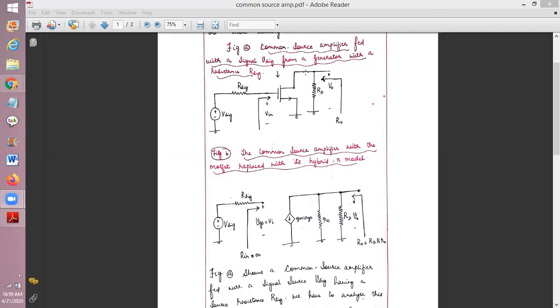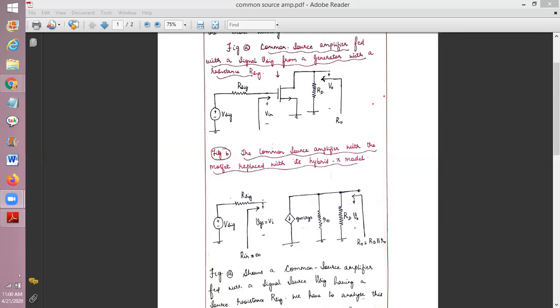So what happens here? How to draw the AC equivalent circuit? Basically it is a common source amplifier. So which terminal is grounded? The source is grounded. Since I'm grounding the source, I will make this the source terminal here.